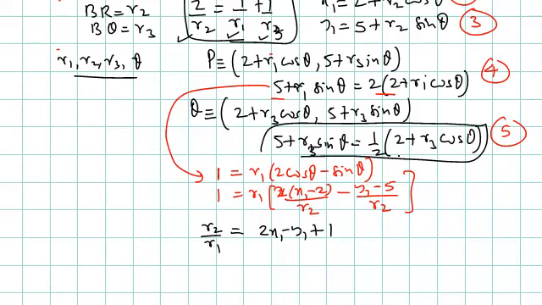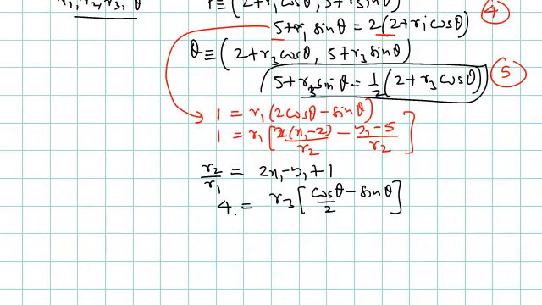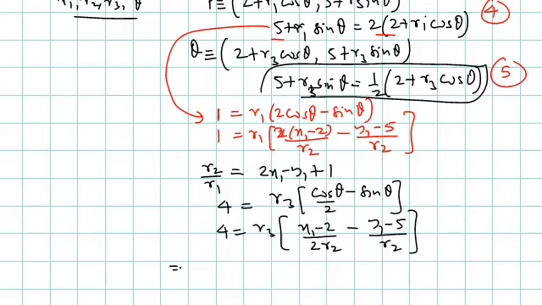And similarly, we start from this side, combine terms, 5 minus 1, 4, and on this side we take r3 common, cos theta by 2 minus sine theta. Replace the values of sin theta and cos theta: cos theta is x1 minus 2 by r2, sin theta is y1 minus 5 by r2. So this will give us r2 by r3 equals 1 by 4. In fact, 1 by 8, taking LCM, x1 minus 2y1 plus 8. Right? So you can just do the calculation yourself.